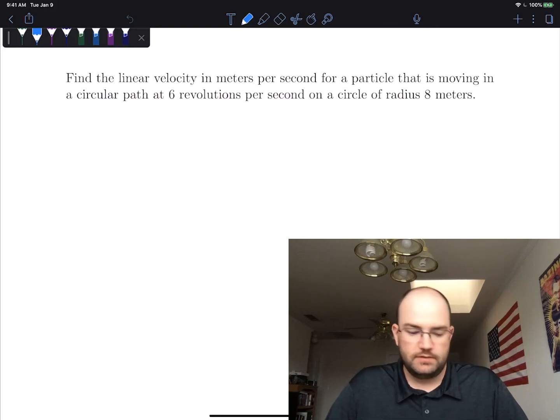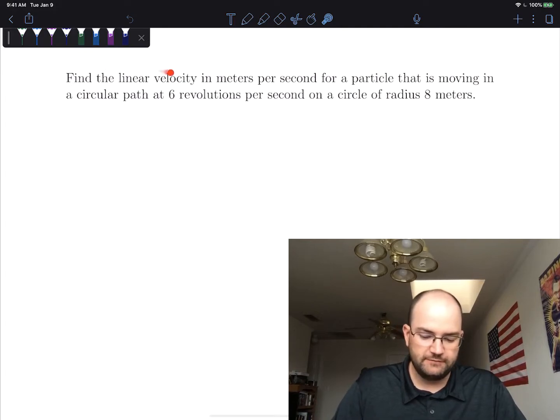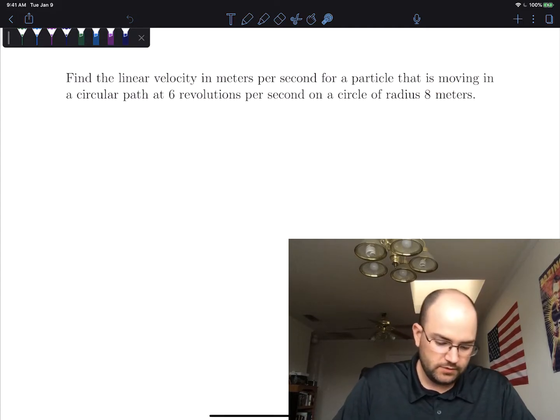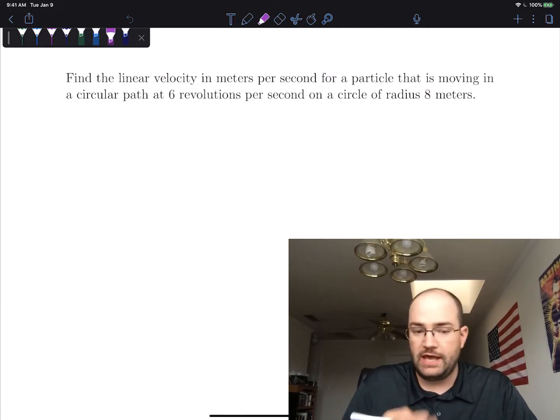Hello. In this video, we want to look at an application. We want to find the linear velocity in meters per second for a particle that is moving in a circular path at 6 revolutions per second on a circle of radius 8 meters. Okay, now that we've read this, let's look at what we actually want.